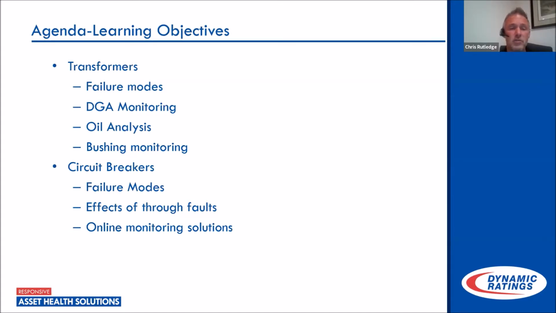And then we're going to take a short look at circuit breakers, and kind of the same thing: the failure modes that happen with that, the effects of through faults, slow operating breakers and how that affects your other equipment in the substation, and the online monitoring solutions that we have available. By all means, this is going to be a very quick overview of the different things we do in the equipment that we monitor. So questions are welcome. And if you'd like to get in touch with me and follow up afterwards, please do.